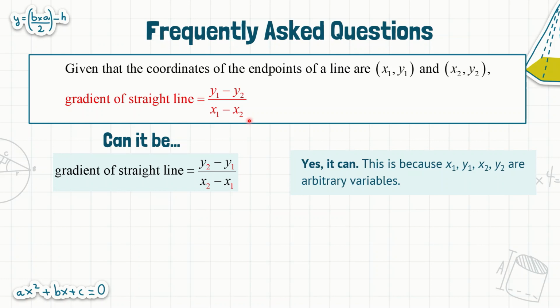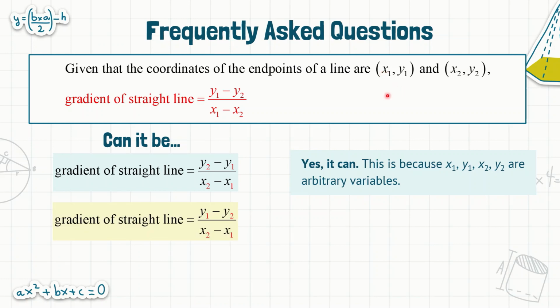The answer is yes, it can, because x and y over here are just arbitrary variables, and what is important is that we have the coordinates corresponding. So x1, y1 must come from the same pair, and x2, y2 must come from the same pair. It doesn't matter, when given certain points, which one is going to be x1, y1 and which one is going to be x2, y2. So long as you're given 2 points, one of them is going to be x1, y1, and the other one will be x2, y2. There's no fixed way of selecting it.